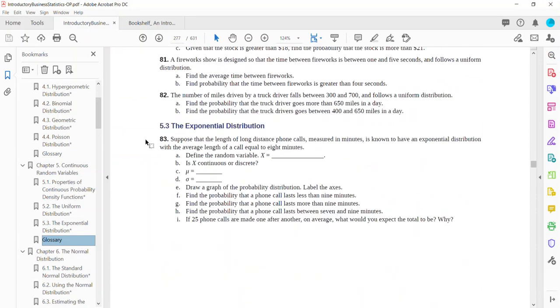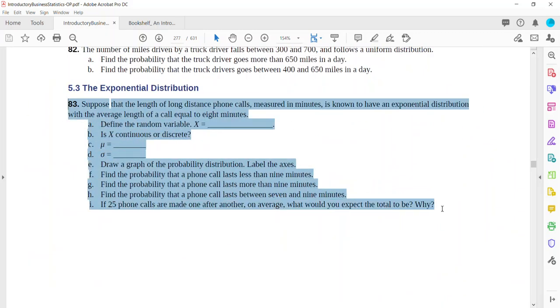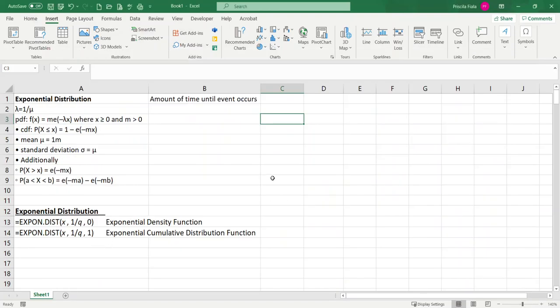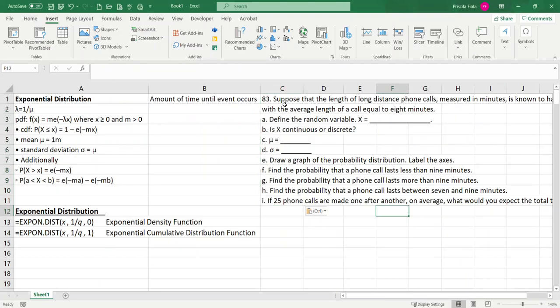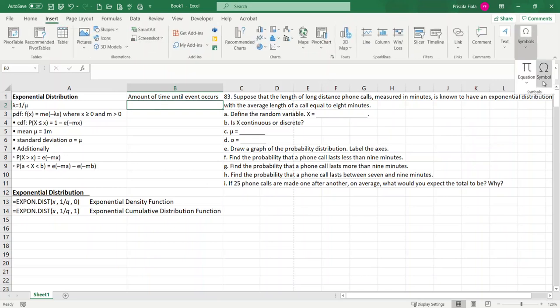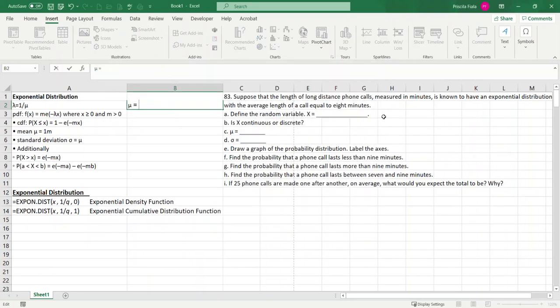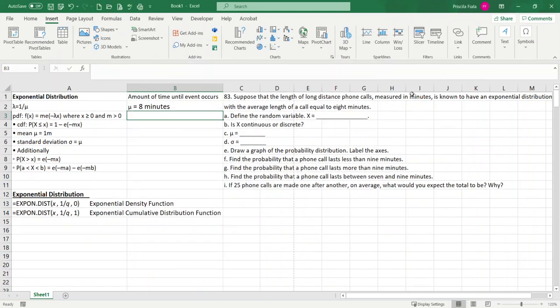Problems start right here. Problem 83, for example, starts the exponential distribution. Let me copy it over here, on this side. What is the mean? My mean in this problem we know is equal to 8 minutes. So how do we determine the lambda? The lambda is going to be 1 divided by my mean, so equals 1 divided by 8. So that's my lambda value.